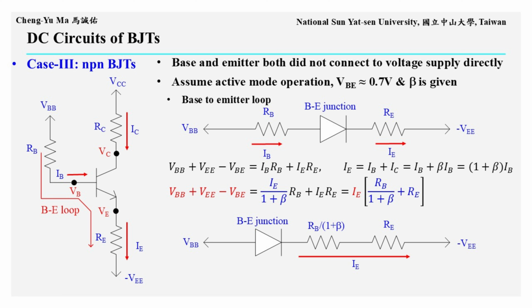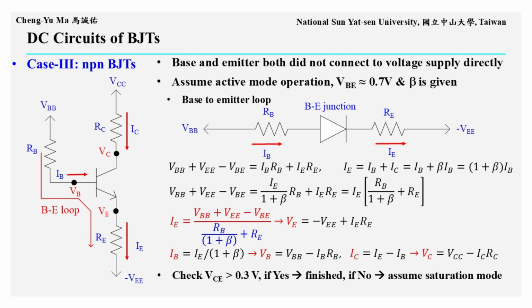The equivalent circuit at the bottom shows this second version of the resistance reflection rule. The voltage drop across the base resistor, originally IB times RB, can be described using the emitter current IE. Since IB equals IE divided by 1 plus beta, the equivalent resistance becomes RB divided by 1 plus beta. So when RB is moved to the emitter side, its resistance must be divided by 1 plus beta to keep the same voltage drop.